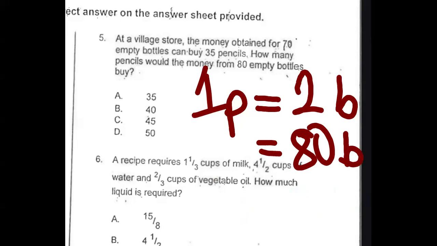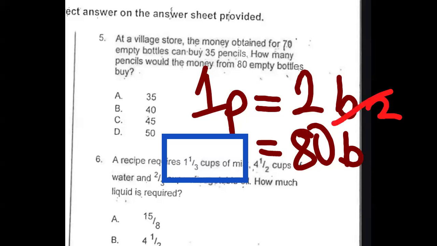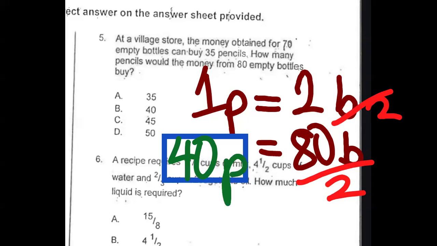Now, my little technique for this is called the box on the left, box on the right. When the box is on the left, we're actually going to divide. So we're going to divide that by 2, and we're going to divide that by 2. Therefore, 80 divided by 2, the answer is going to be 40p. So our answer is right there.